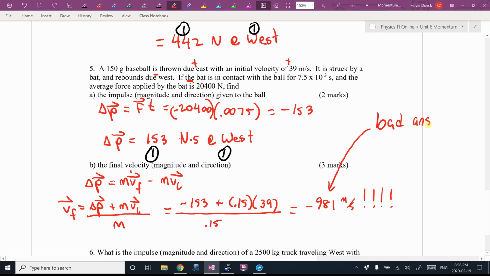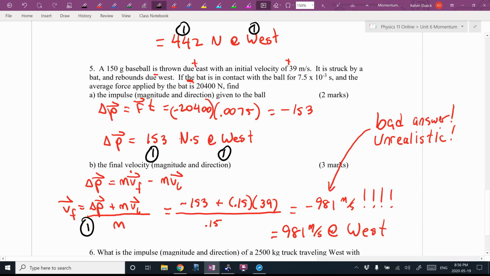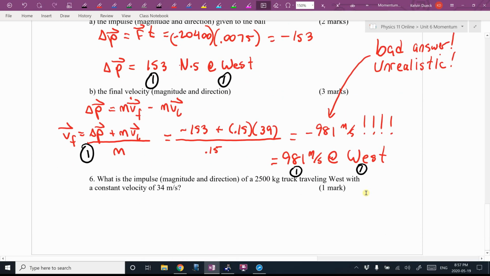Bad answer. Let's say this. Unrealistic. Sorry. Now it wants magnitude and direction, so it's going to be 981 meters per second west. I would give you 1 mark if I saw that you managed to get v final by itself. I would give you 1 mark for the magnitude, 1 mark for the direction. And I would apologize for a bad answer.